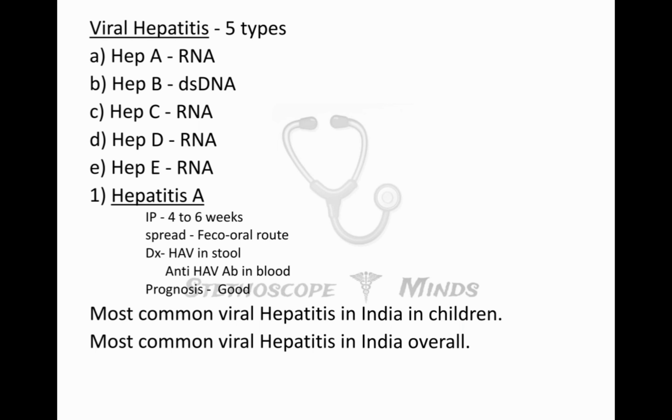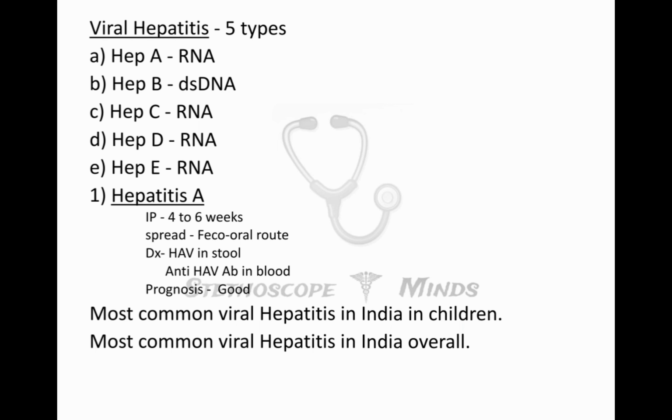Let's go into viral hepatitis. These are of 5 types, and it is the most important topic. Mostly examiners ask about hepatitis B, because they may confuse us with the serological types and their genetic materials.